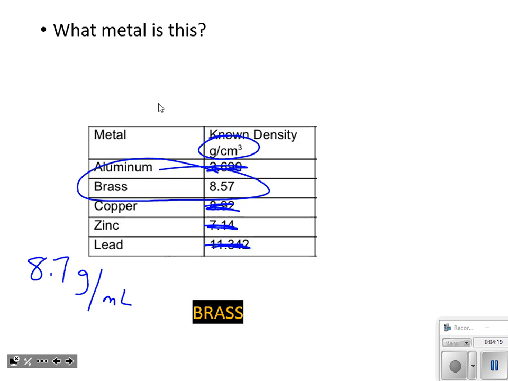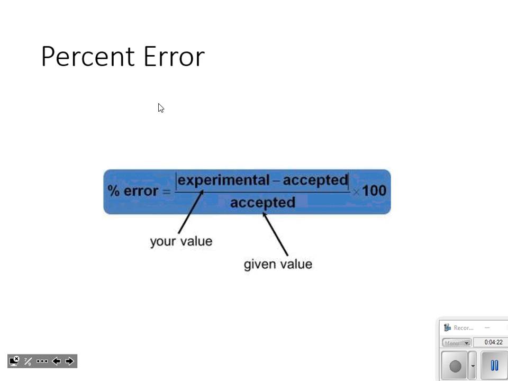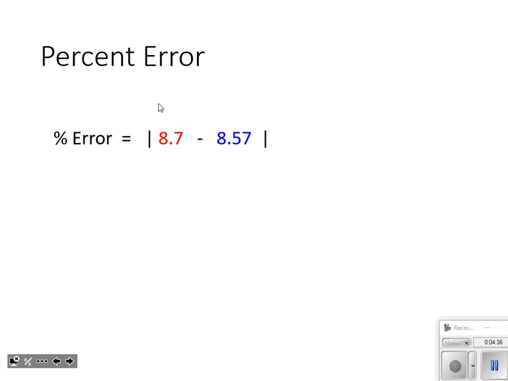The next thing that we had to do was calculate the percent error, because we wanted to see how accurate we were in determining this. So I look and I say, okay, my percent error is going to be my experimental value of 8.7. My theoretical value is what I just got off of that chart. I'm going to divide that by my theoretical value, which is the 8.57. Then I multiply by 100.